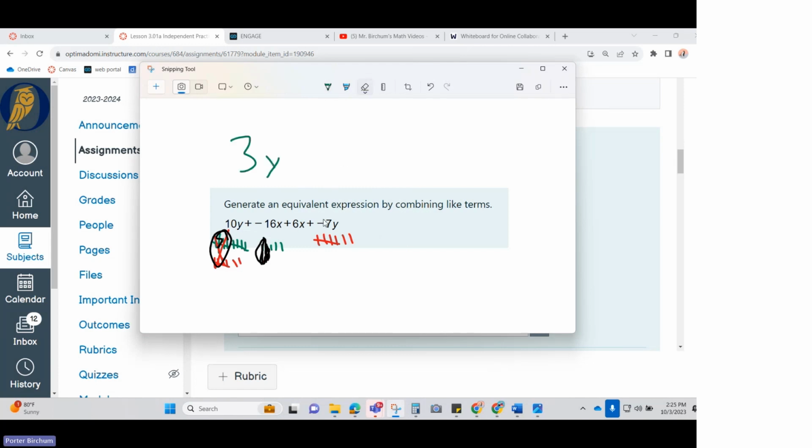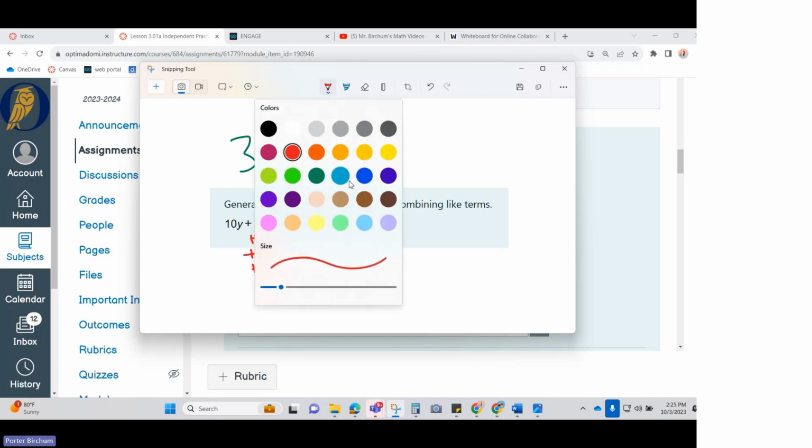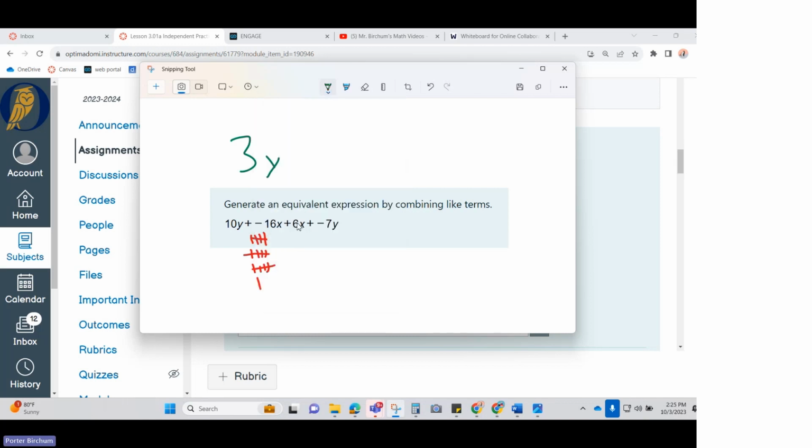Now let's count up how many x's we have. Reds are for negatives, greens are for positive. Here I have 16 negative x's. 1, 2, 3, 4, 5, 1, 2, 3, 4, 5, 16. And then I have 6 positive ones. Nope, sorry, 6 positive x's. 1, 2, 3, 4, 5, 1.